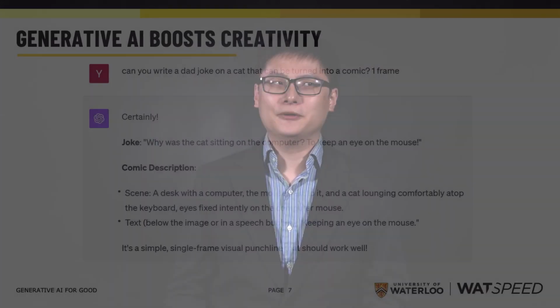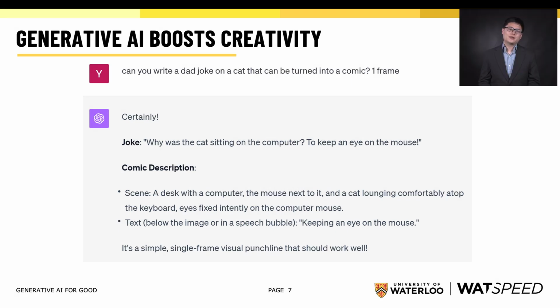So here's something that I personally use generative AI for, which boosts my creativity when I introduce generative AI to other people. Here's one example that I use, which is I want generative AI to tell a joke with visual aids, of course. So I asked ChatGPT, can you write a dad joke on a cat that can be turned into a comic? One frame. Here's what ChatGPT gave me.